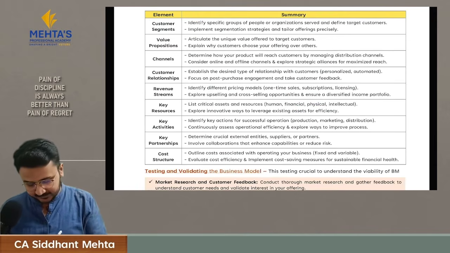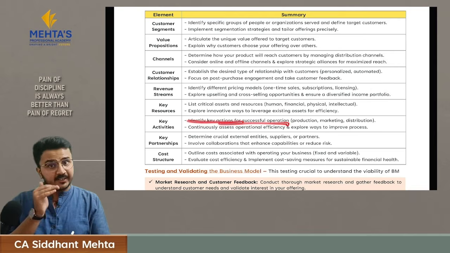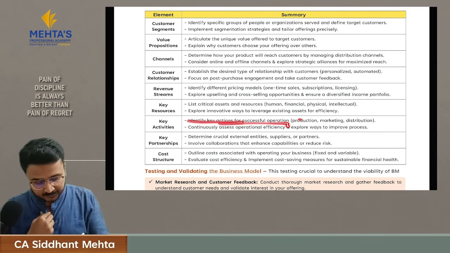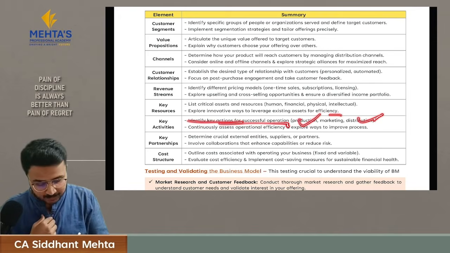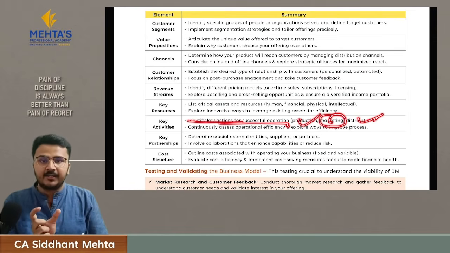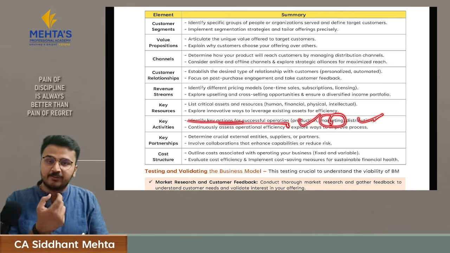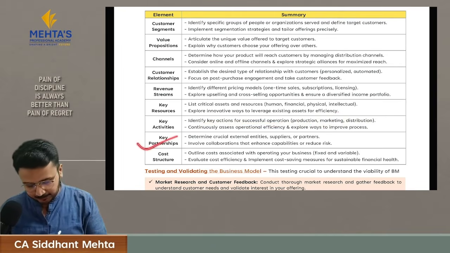Then understand the key activities. Identify the key activities for successful operation. If you are in FMCG, then for you the production and distribution is very important. If you are in the service industry, for you the marketing is very important. ये समझो कि कौन सी एक्टिविटी आपके लिए इंपॉर्टेंट है और आप उस एक्टिविटी को इफिशिएंटली कैसे कर सकते हो, आप वो समझो. देन आते हैं की पार्टनरशिप.